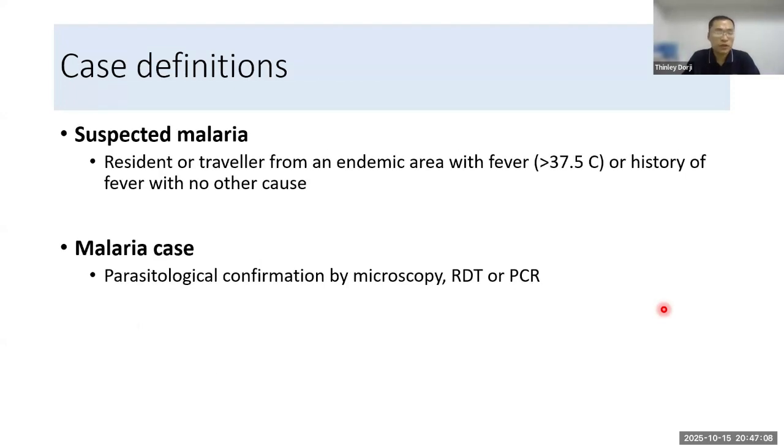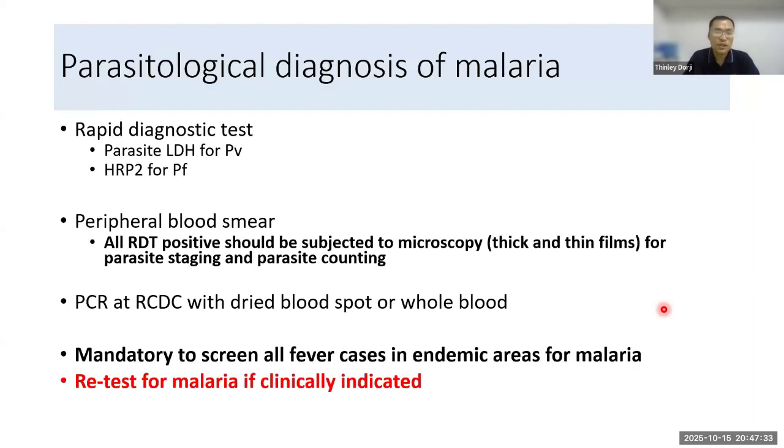According to the malaria treatment guideline in Bhutan, a suspected case of malaria is a resident or a person who has traveled to an endemic area who comes with fever or a history of fever with no other cause. And we label it as a malaria case when there is pathological confirmation that can be either through rapid diagnostic tests, microscopy, or polymerase chain reaction. Now, for malaria diagnosis, the test that's easily available is the rapid diagnostic test, where usually it will have two lines that will show PV or PF. For PV, they are testing the parasite lactate dehydrogenase. For PF, you're checking for the HRP2 protein.